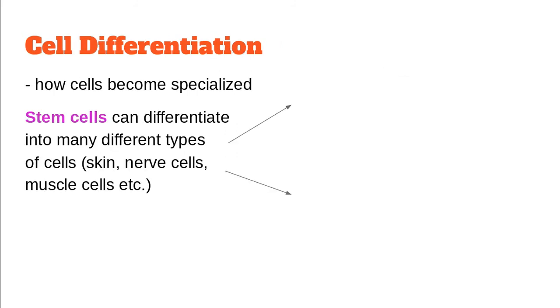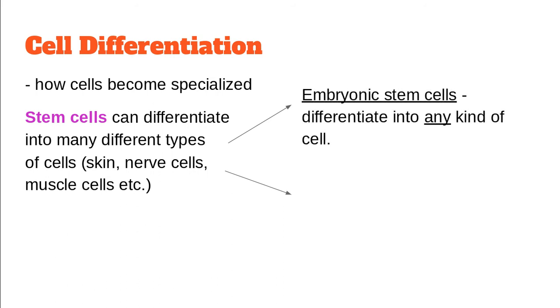So how cells become specialized is via this process of cell differentiation. Stem cells are special types of cells that are found in all parts of our body that can differentiate into many different types of cells. If you start off, again, we all start off as one single cell. We would all be an embryonic stem cell. An embryonic stem cell can differentiate into any kind of cell that the human body makes.